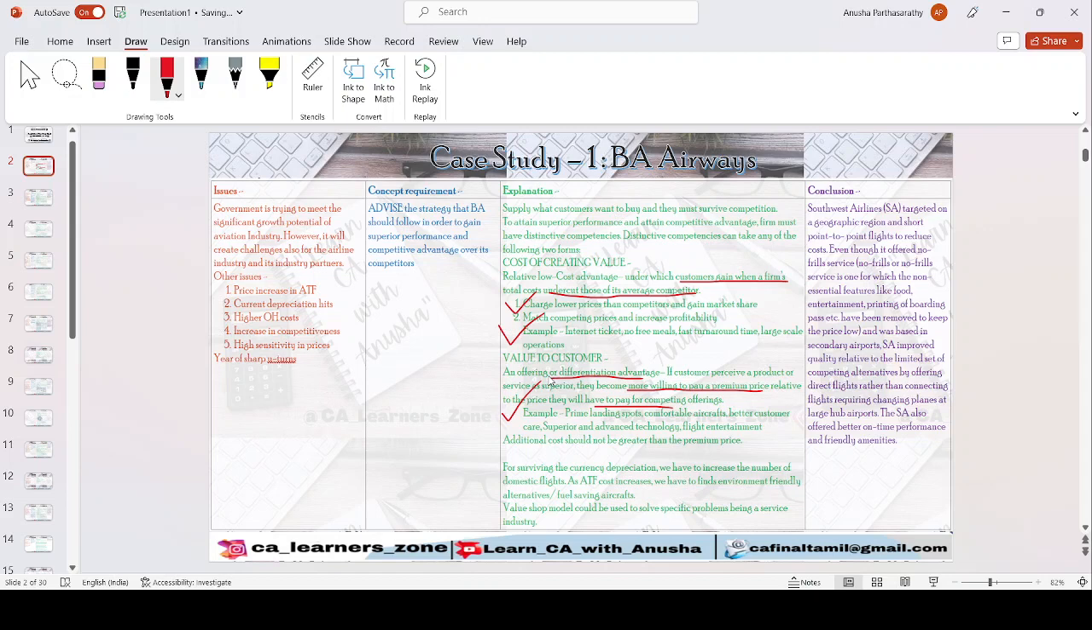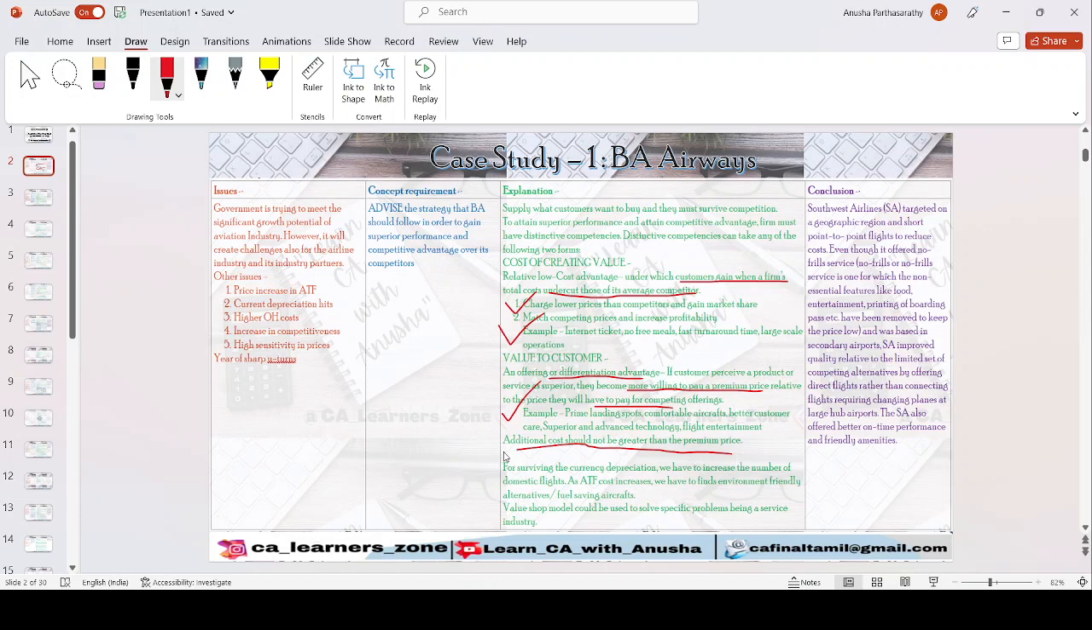Comfortable aircraft, like I have better leg room there. Then better customer care, superior and advanced technology, flight entertainment. Additional cost should not be greater than the premium price. See, I am going to incur additional cost for providing you these differentiation benefits, right? That cost should not be greater than the premium price, because if that cost is greater than the premium price, I'm not going to earn any profit. I cannot sacrifice my profit just because I have to sell it at a premium price.